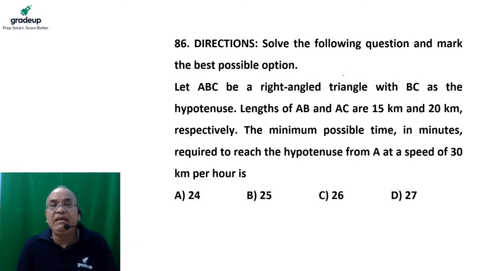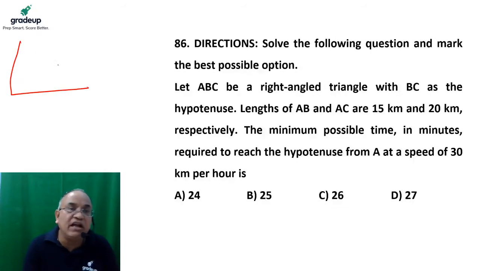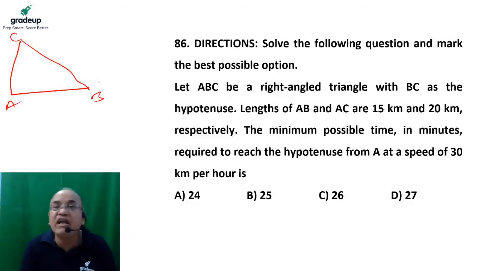Let ABC be a right angle triangle. ABC is a right angle triangle with BC as the hypotenuse. Okay, like this. So this is A, this is B, this is C. BC is the hypotenuse. The lengths of AB and AC are 15 and 20. AB is 15, AC is 20. So this length must be 25.